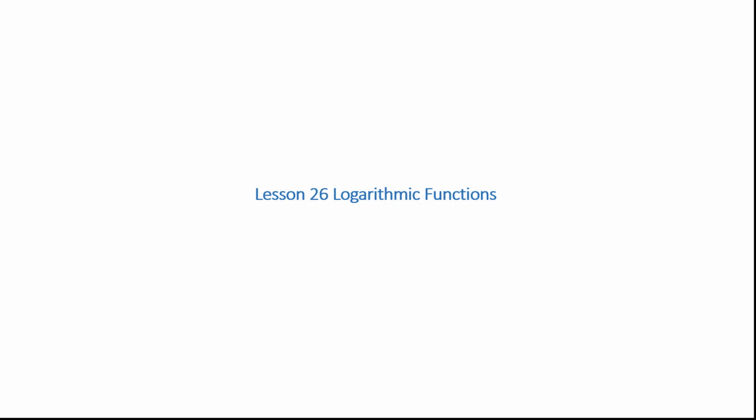This lesson is called Logarithmic Functions. A logarithmic function has many important uses. It is an inverse of the exponential function.